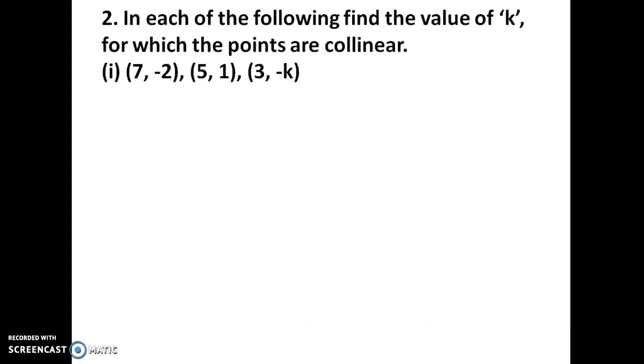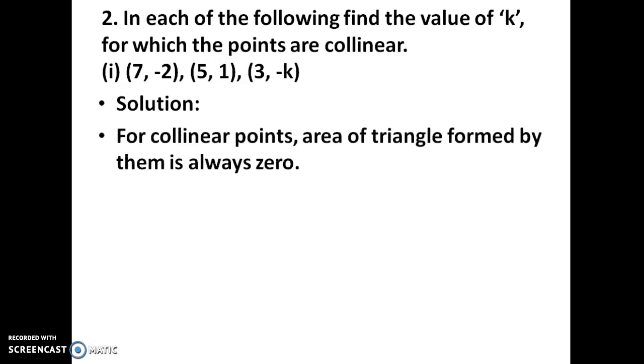Then for each of the following, find the value of k for which the points are collinear. The given points are collinear, that is given in the question itself. In that, one of the y coordinates is given as k, which is unknown, so we have to find the value of k. Since this exercise deals with the area of the triangle, we can take that for collinear points, the area of the triangle formed by them is always 0.